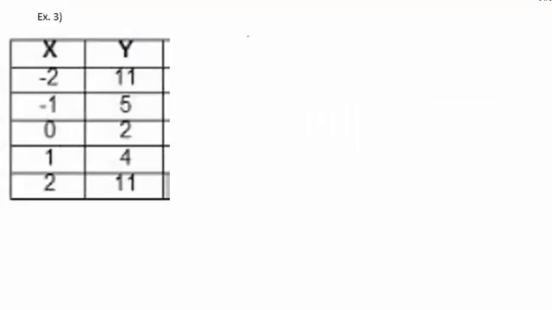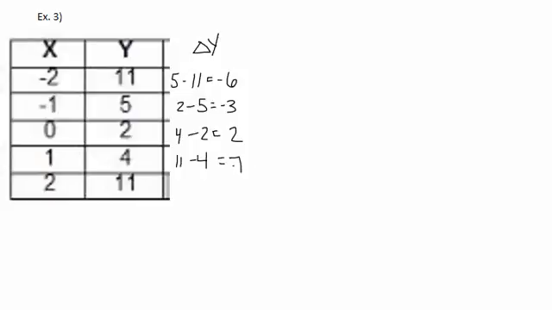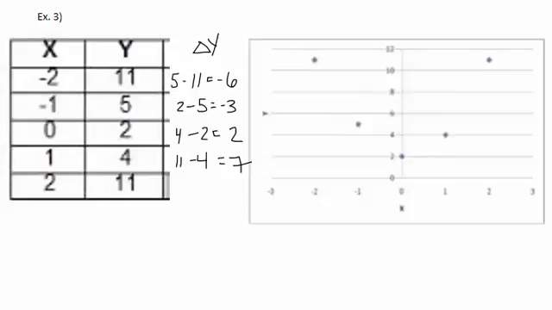And finally, let's calculate the first differences of this table of data. We have 5 minus 11, which is negative 6. We have 2 minus 5, which is negative 3. We have 4 minus 2, which is equal to 2, and we have 11 minus 4, which is equal to 7. Notice all the first differences are different values. And here's the final graph for this table of values.